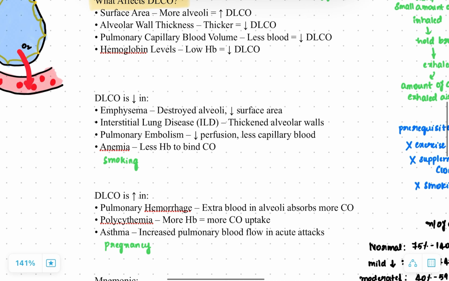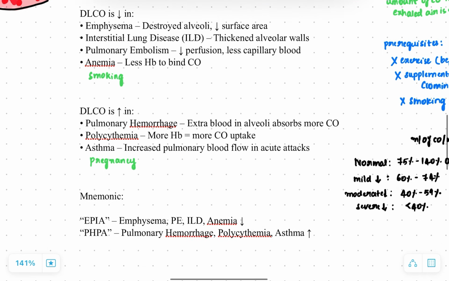This DLCO is decreased in cases of emphysema because there is destruction of alveoli, so there is a decrease in the surface area. Next is interstitial lung disease, because there are thickened alveolar walls. Next is pulmonary embolism. Here there is a decrease in perfusion, so less capillary blood, so less DLCO. Anemia: in these cases there is less hemoglobin binding to the carbon monoxide, so less DLCO. And in smoking also there is less DLCO.